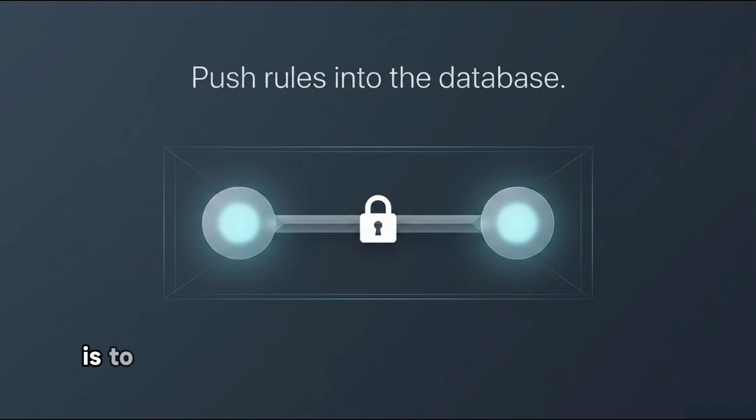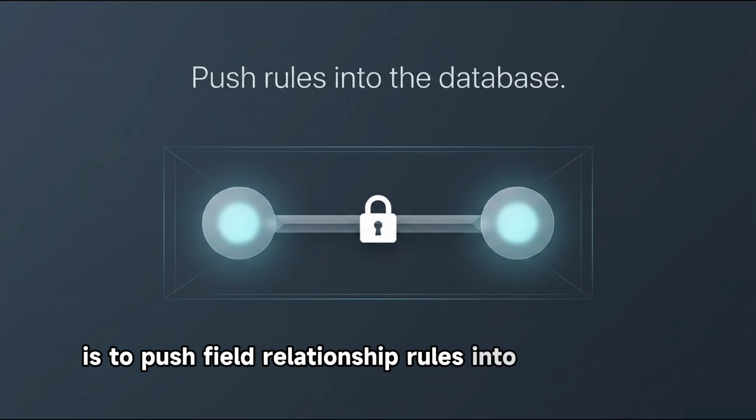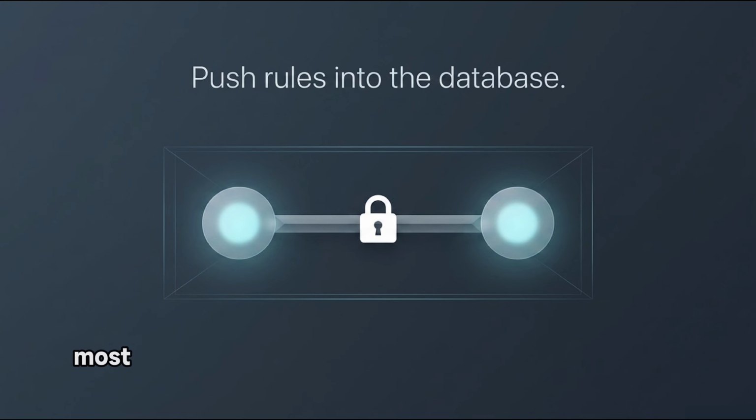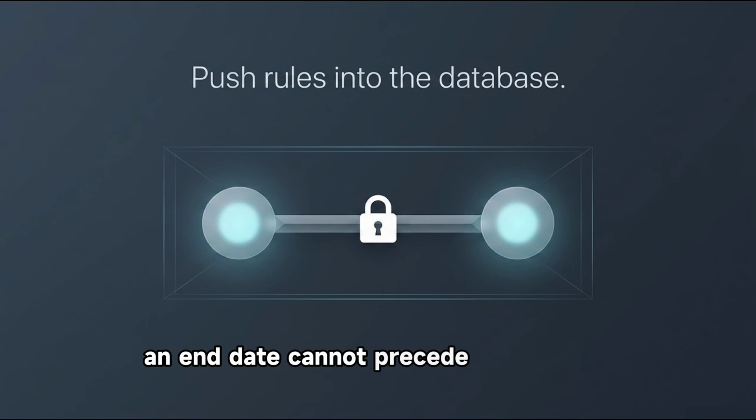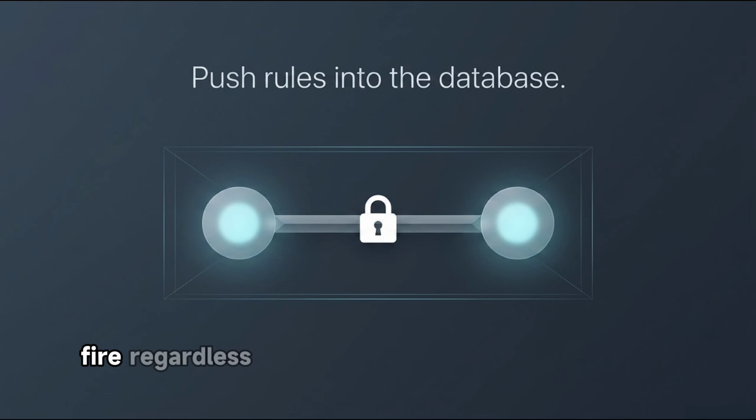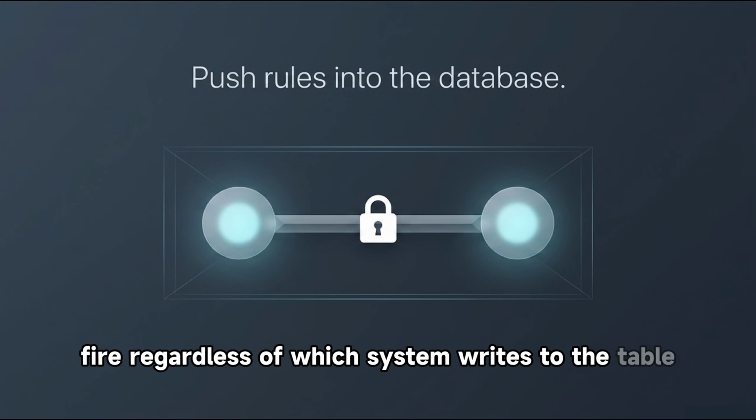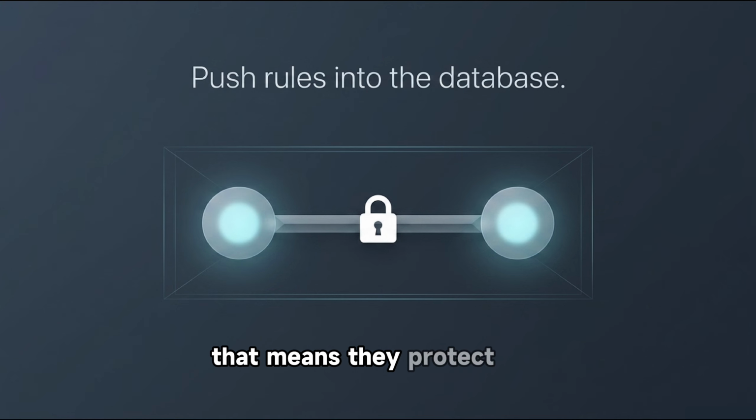The second is to push field relationship rules into the database itself. Most relational databases support check constraints that validate relationships between fields within the same row. You can enforce that an end date cannot precede a start date. You can enforce that a status value must be compatible with a timestamp field. These constraints fire regardless of which system writes to the table. That means they protect you even when the application layer does not.